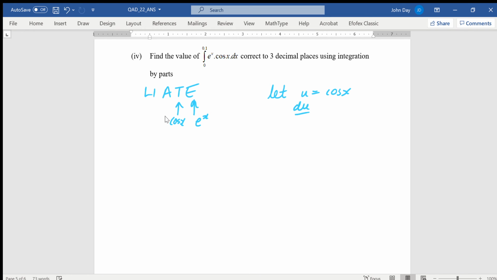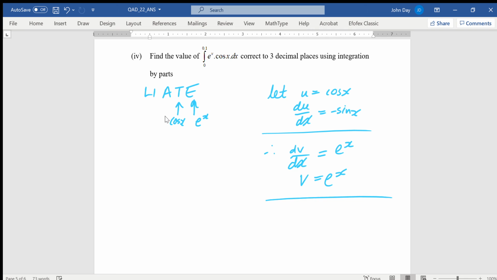So du dx equals minus sine x. And therefore, dv dx is equal to e to the x, because one of them gets to be u and one gets to be dv dx. That's how this thing works. And LIATE tells me to use the cos x as u, so the e to the x is dv dx. If I integrate that, right, so that's my setup.